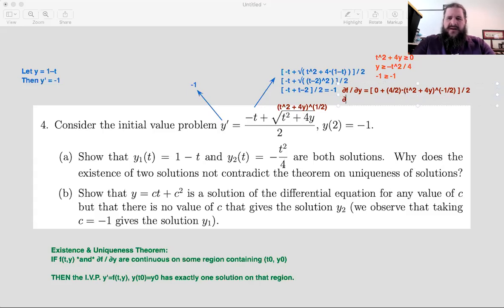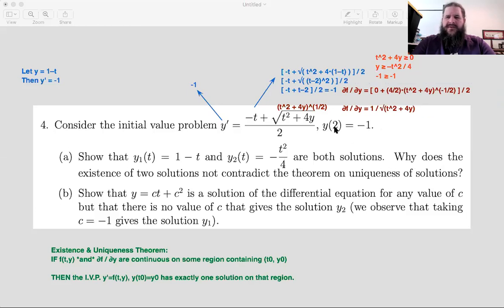So let's try simplifying that. The 0 doesn't matter, so we just have 4 over 2, which is 2, times t squared plus 4y to the negative 1/2 divided by 2. So that just cancels out the times 2 over here. And what does to the negative 1/2 power really mean? There's a square root on the bottom. Yeah, negative 1/2 means 1 over square root. So we really have 1 over square root of t squared plus 4y.